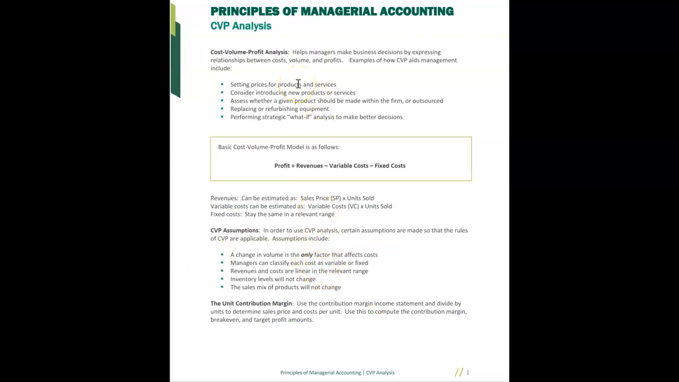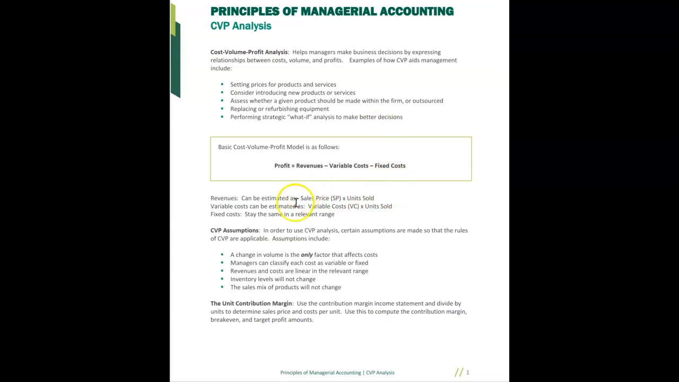So in the first place, cost, value, and profit helps managers set prices, try to figure out what to do with new products or services, like how much do we have to sell it for? What does our cost have to be? It can assess whether or not a given product should be made, or maybe we should just outsource it and buy it someplace else. Whether we should replace equipment or maybe fix it. And finally, to perform what-if analysis to make better decisions, like what if we did this and what if we did that.